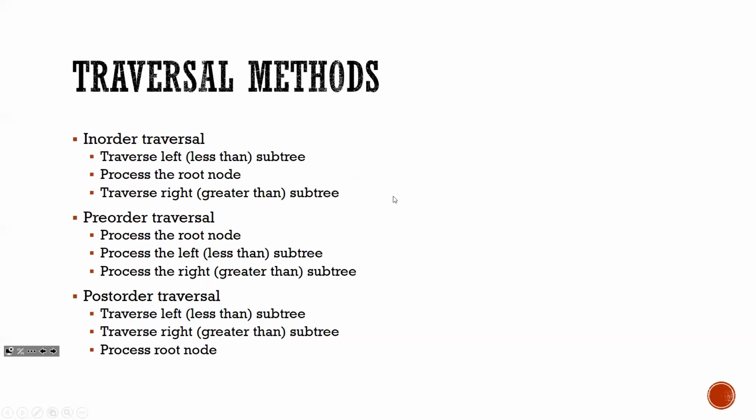Pre-order would be we process the root node, then we process the left subtree, then we process the right. And post-order would be where we traverse the left, then the right, and then finally the root.